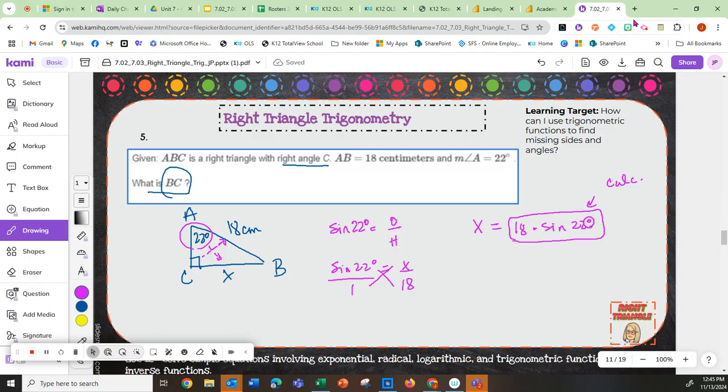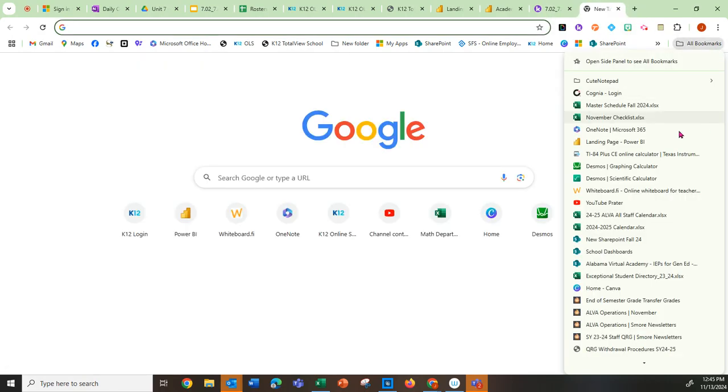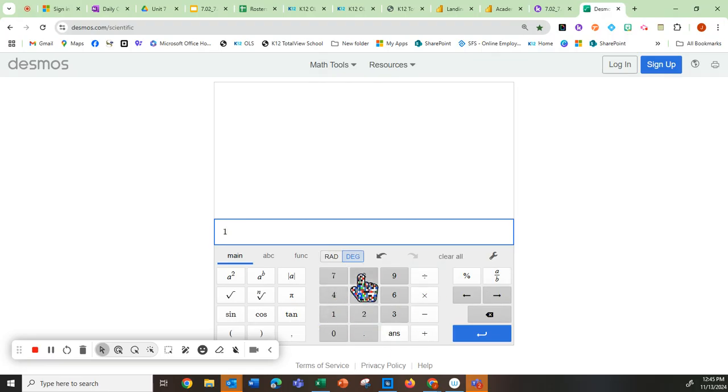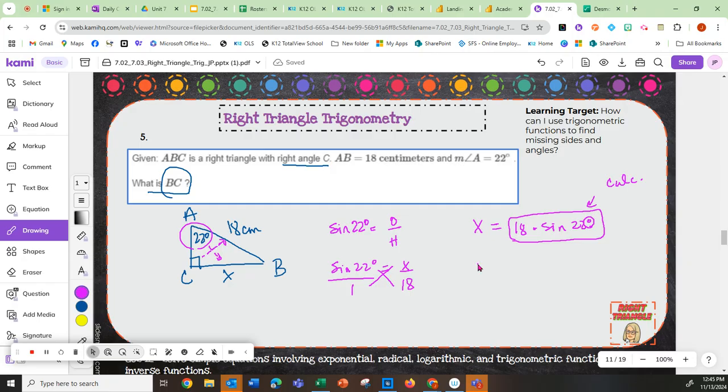I'm going to open up my Desmos Scientific, which is what I've been using lately, instead of the TI-84. And I'm going to do 18 times sine 22. I noticed in your OLS that they're asking you to round to the nearest tenth, so that's going to be 6.7 because the 4 is not going to be big enough to round the 7 up, so I'm going to keep that as 6.7. If they do give you units, you'll fall back to whatever unit they gave you in the problem, so this is going to be 6.7 centimeters.